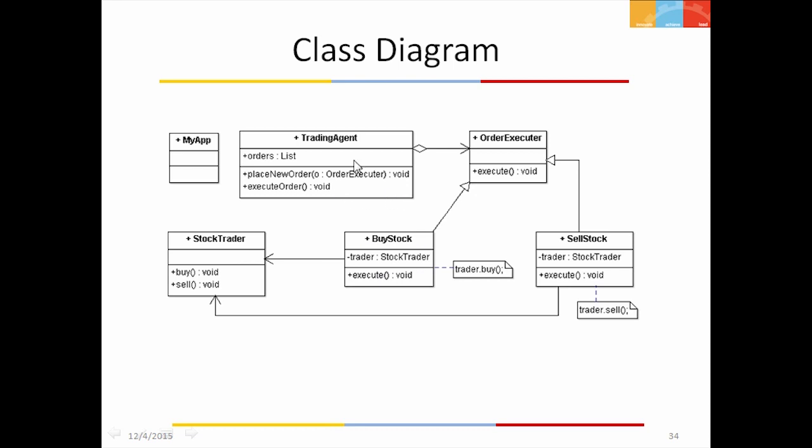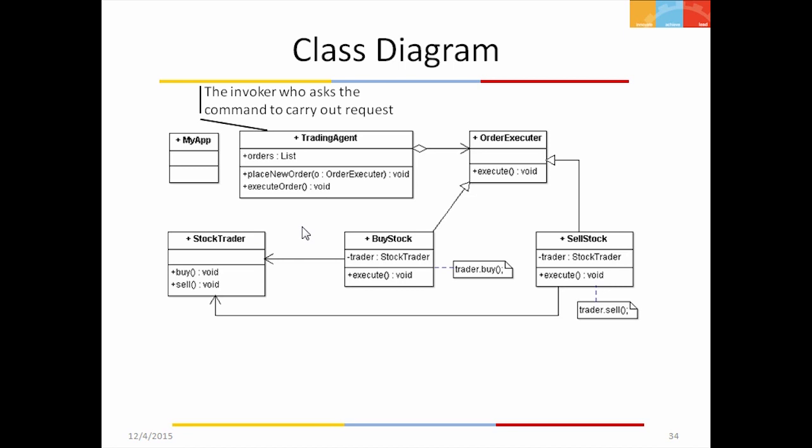Now there is a trading agent. In this case, the trading agent actually sends these orders. So what's happening in this case is that there is a list of orders, and there is a particular method called place new order, and there is a method called execute order. And buy stock and sell stock, they're using another class called stock trader. Then I have got my own application. So let's look at their roles.